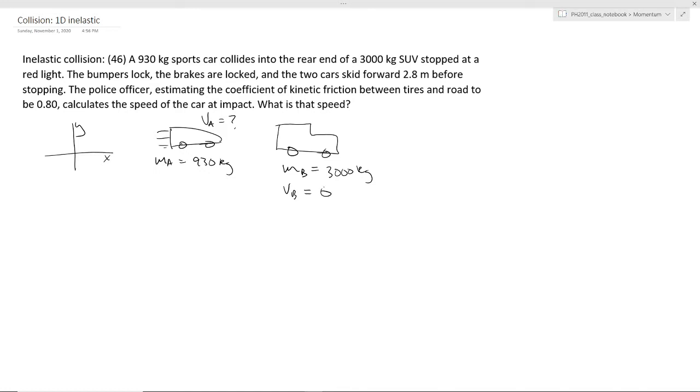And what's going to happen is these are going to crunch together. Then there's going to be some friction between the road and the vehicles, and they are going to skid forward some distance before coming to rest.